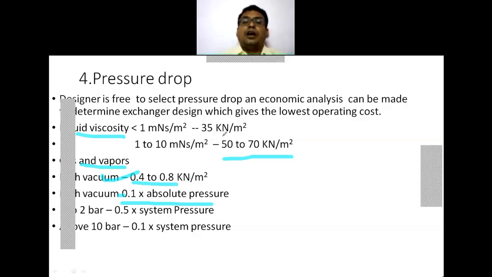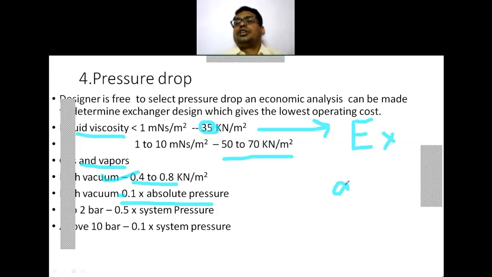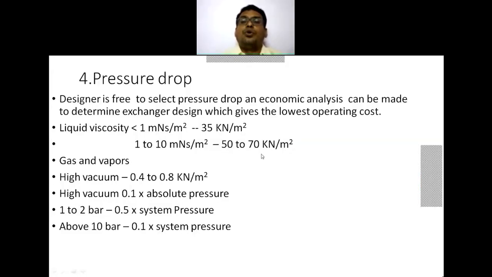If the pressure drops are more than this, then I have to manage or manipulate the exchanger layout. Whatever designing procedure we have studied, there we have to manage the exchanger layout, if the pressure drops are above these limits, for liquid, 35 kilonewton per meter square. That again depends on the viscosity.